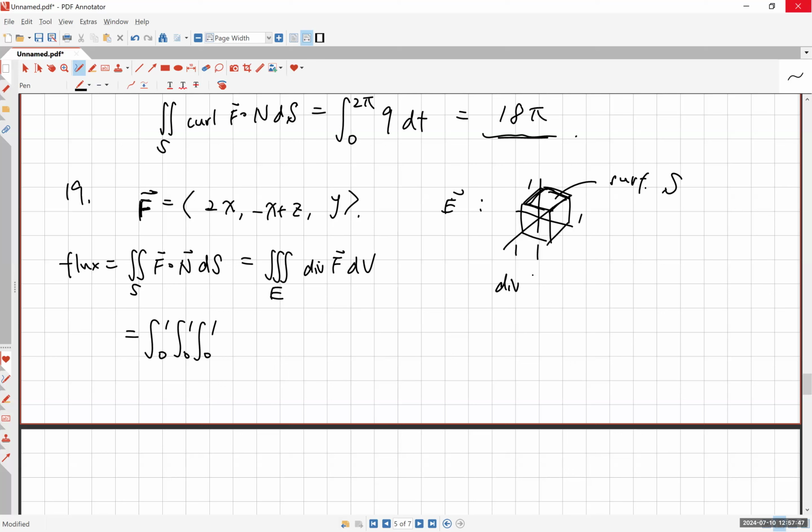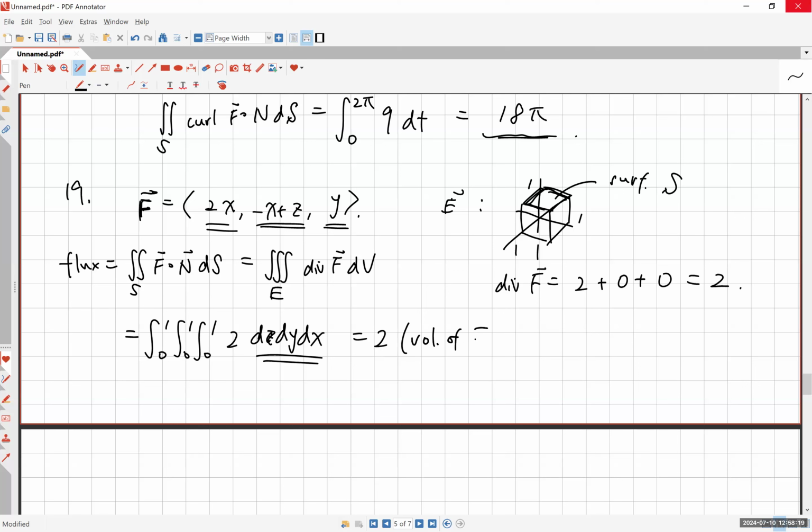Well, the divergence of F is the partial of this with respect to x, plus the partial of this with respect to y, plus the partial of this with respect to z. So that's just 2. Okay. And so this is all you have to do for this problem here. And again, it doesn't matter if you use dz, dy, dx, or any of its 5 other permutations. You get 2 times the volume of E, which is 1 by 1 by 1. That's 2. And that is the simple answer for number 19.